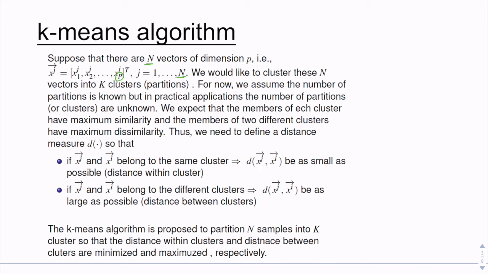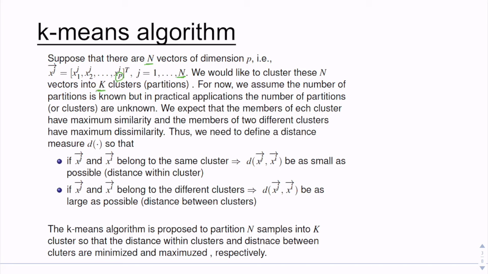Another important note about k-means is that usually the number of clusters is not known, and this is a very important issue for practical applications. You are given some data, but we don't know how many clusters are in this data. But for now, let's assume that we know the number of clusters, or number of partitions, is k. We have k partitions.